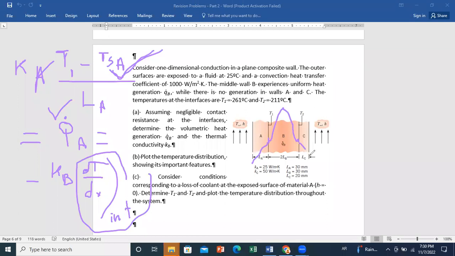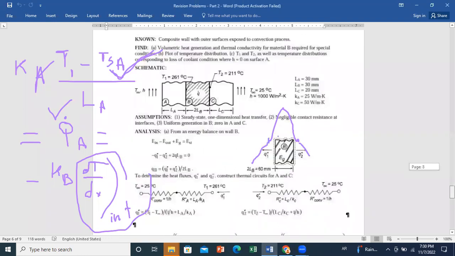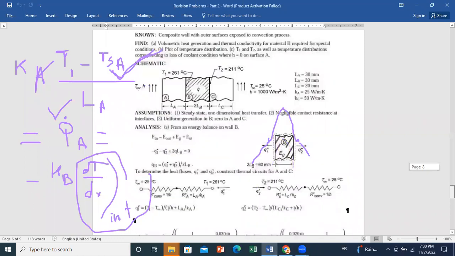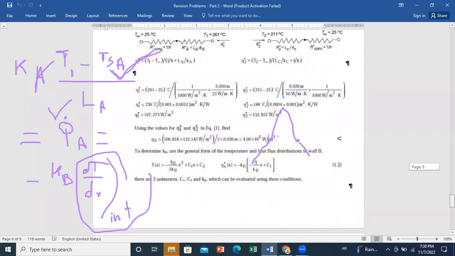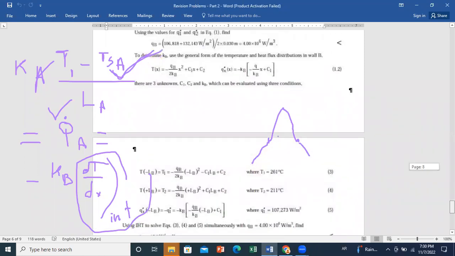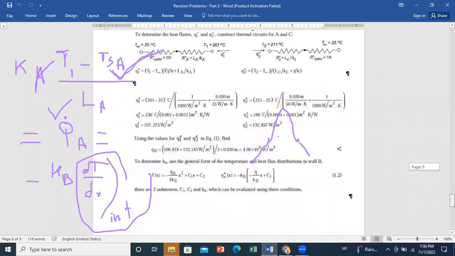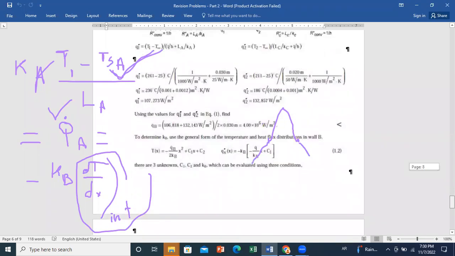Okay, but if you have generation, you can demonstrate, but it's not the scope of this course, that for constant uniform heat generation flux, you have a parabolic profile for the temperature variation. So I will tell you in the exam that within material B, the temperature variation is given by the following form. So I will tell you that you can write the temperature variation as following.